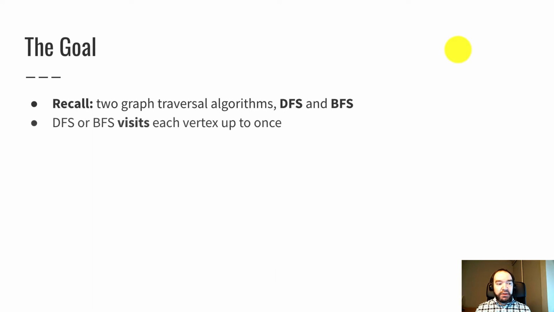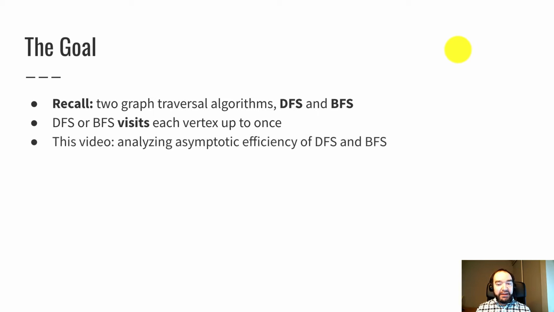So those two algorithms, depth first search and breadth first search, they're traversals. They visit every vertex up to once. And in this video, we're going to work out the asymptotic efficiency of depth first search and breadth first search. In other words, the big O runtime of those algorithms.